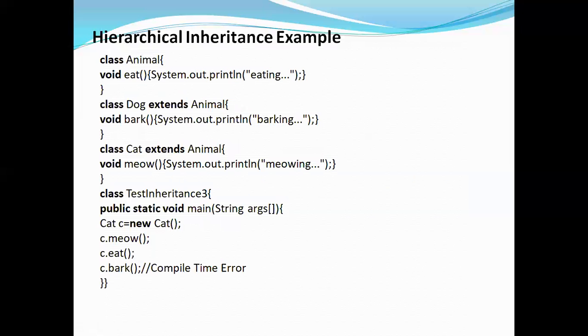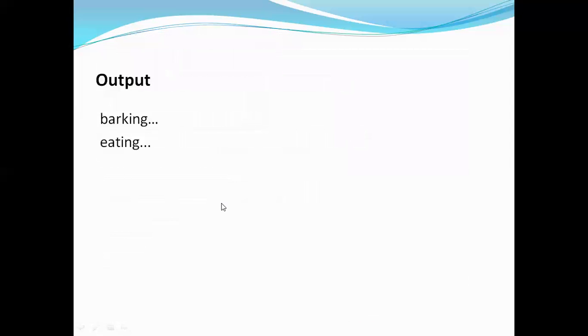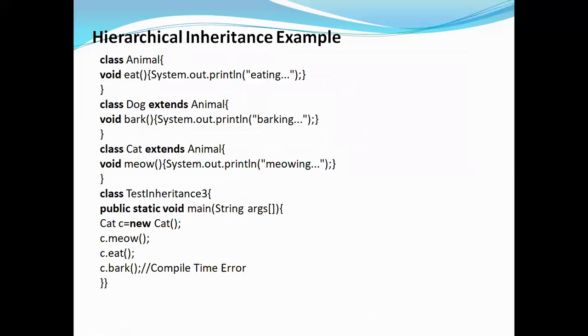Now let's go to another one, that is hierarchical. Now let's go to the diagram. In hierarchical, if you'll observe, class B is extending the property of A and also C is also extending the properties of A, that is inheriting. Now let's see the example. So both B and C are inheriting the properties of A.